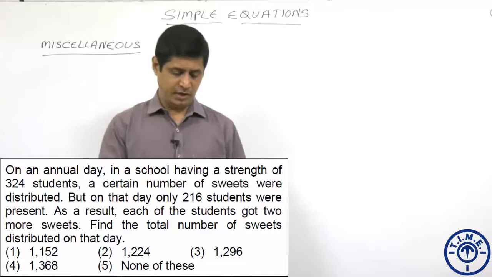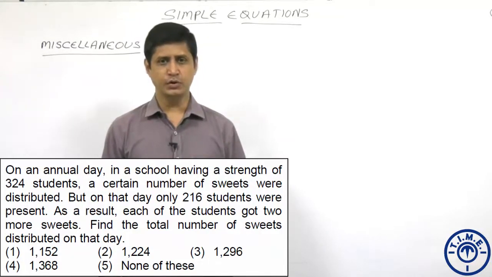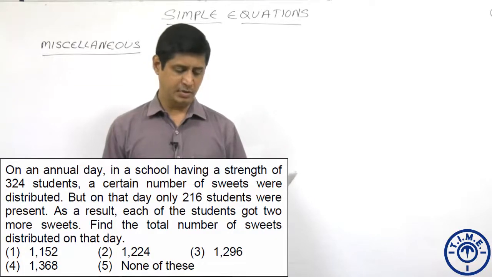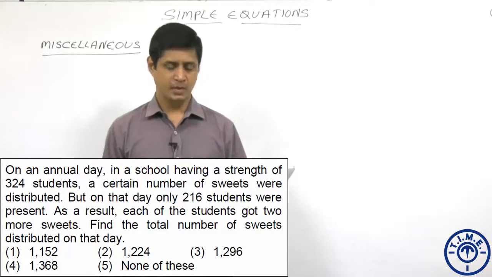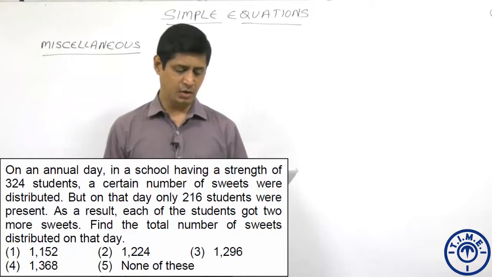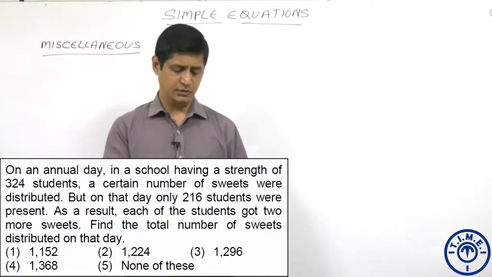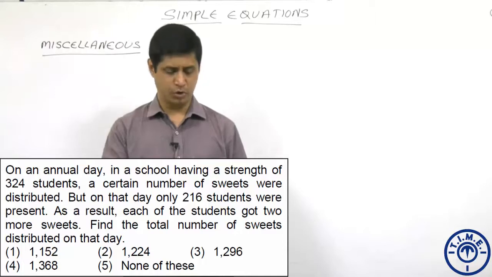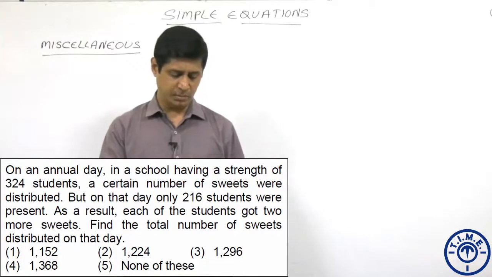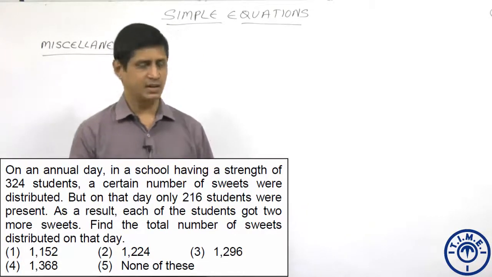On an annual day in a school having a strength of 324 students, a certain number of sweets were distributed. But on the day only 216 students were present. As a result, each of the students got 2 more sweets. Find the total number of sweets distributed on that day.